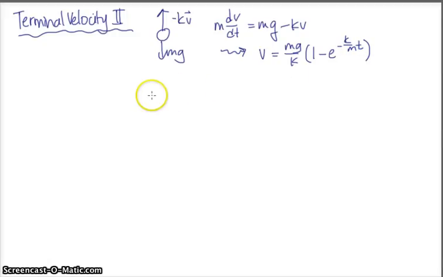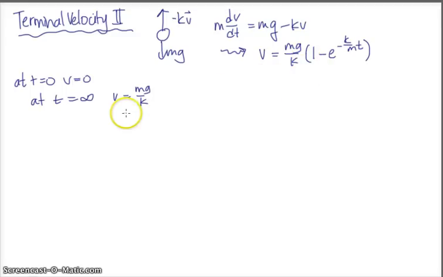In this video, I'd like to explore some of the graphs that are associated with this motion and explore the acceleration. As we talked about in the previous video, at t equals 0, v equals 0, and at t equals infinity, when you plug infinity in here, 1 minus e to the negative infinity, e to the negative infinity is 0, so 1 minus 0 is 1, so the velocity is mg over k, which we also said was the terminal velocity. So it never actually reaches mg over k, it just gets very close.